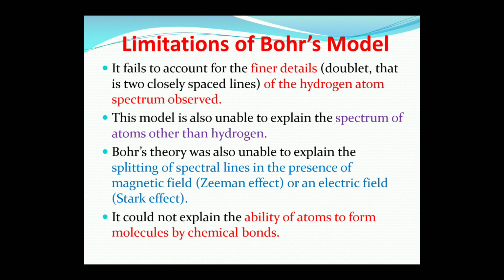These are the points which you have to remember and understand, the limitations or failures of Bohr's model. First point, it fails to account for the finer details, that is the doublet, the two closely spaced lines of the hydrogen atom spectrum observed. Second point is that this model is unable to explain the spectrum of atoms other than hydrogen. Bohr's theory was also unable to explain the splitting of spectral lines in the presence of a magnetic field, known as the Zeeman effect, or an electric field, the Stark effect. And the last point is that it could not explain the ability of atoms to form molecules by chemical bonds.